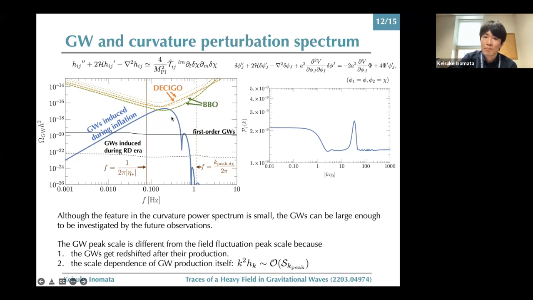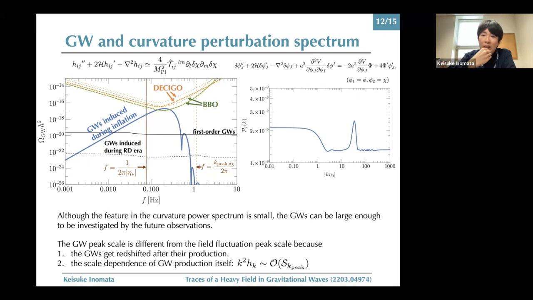And the right figure shows the curvature power spectrum. This decrease comes from the change of the total energy, because the potential energy of the spectator field decreases as time goes by once they start to oscillate. And the point is that there is a peak here. This peak comes from the spectator field fluctuation.